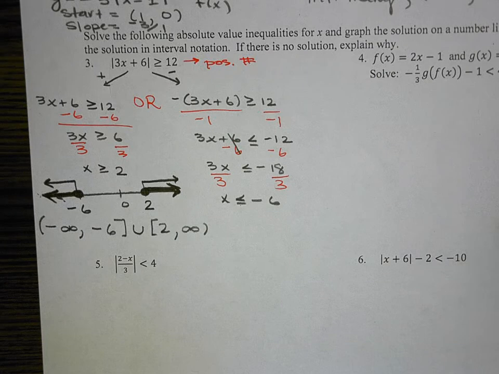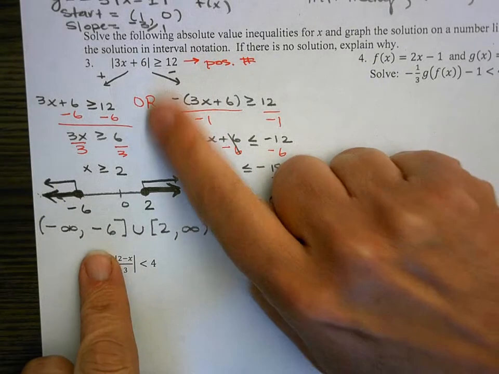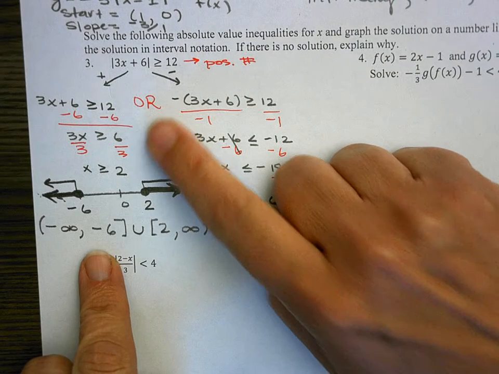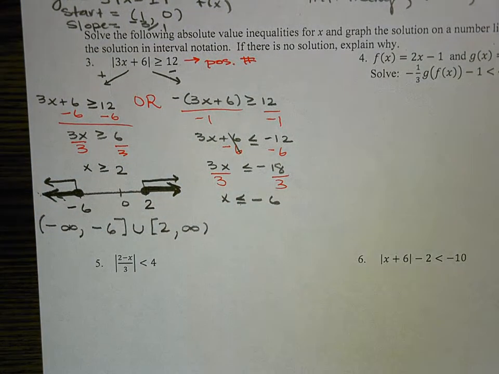And again, how do we know that we should have two separate sections? Is because we have that greater or, meaning one or the other, nothing overlaps. All right, let's go ahead and take a look at question number 4.